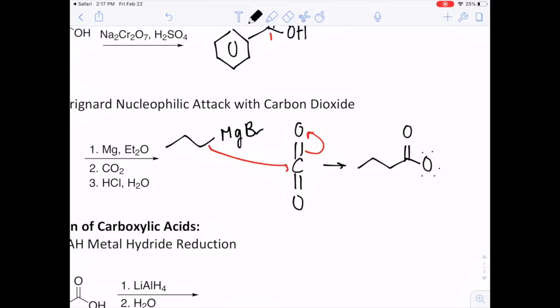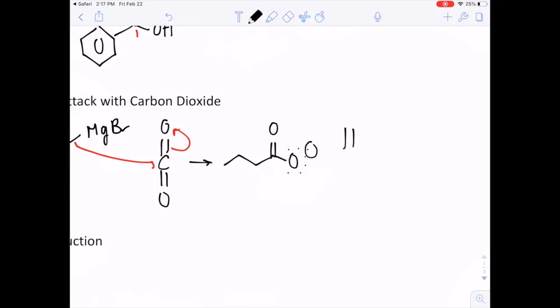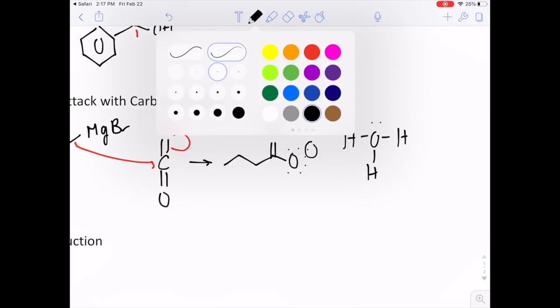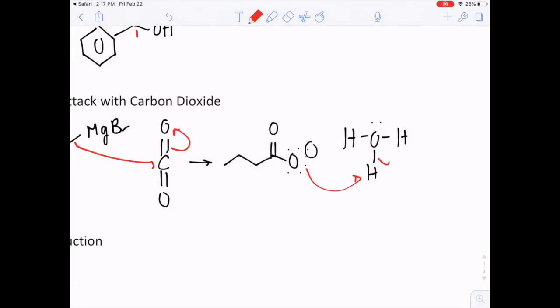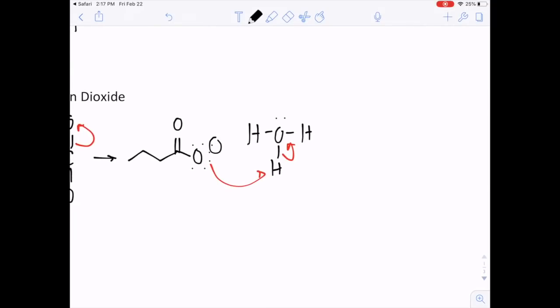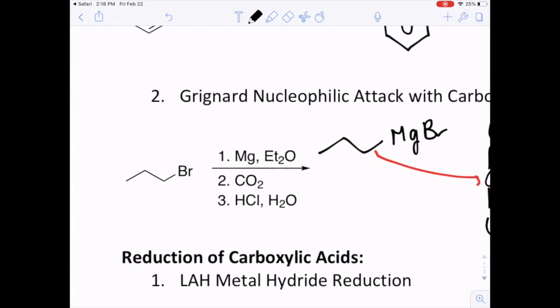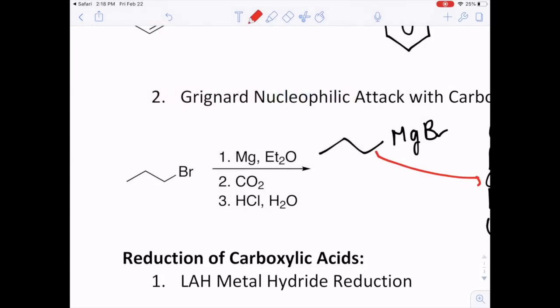So this is our carboxylate anion, and all that hydrochloric acid and water is doing is serving as a proton source for that carboxylate anion to become fully protonated. So the end product is this carboxylic acid. What I do want to point out to you guys is, let's count the carbons in the starting material, and let's count the carbons in the ending material.